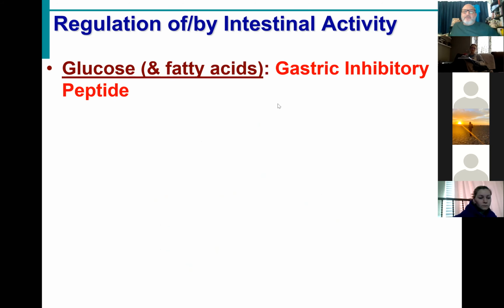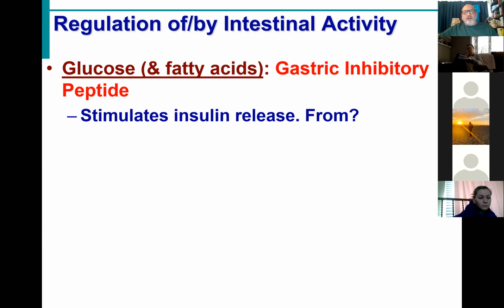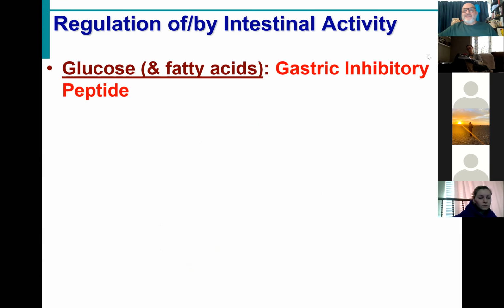Let's talk about another example. If there are a lot of carbohydrates, certain fatty acids, but primarily carbohydrates, we produce a hormone called gastric inhibitory peptide. As the name would indicate, its primary target is the stomach, where it is going to inhibit the secretions of the stomach. Why might we want to inhibit the secretions of the stomach if the food is very carbohydrate based?